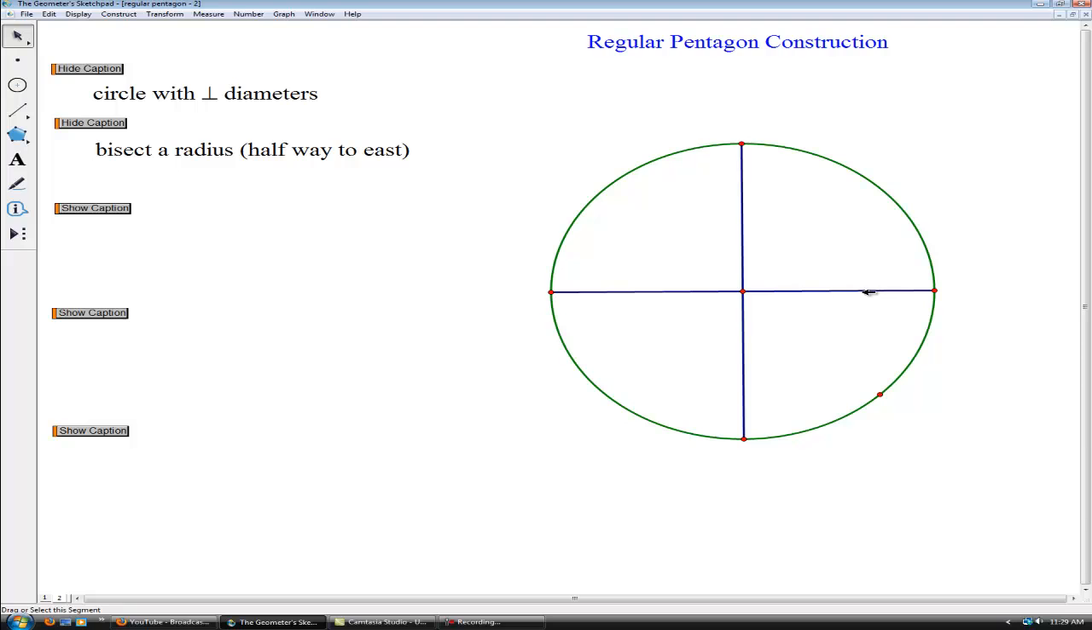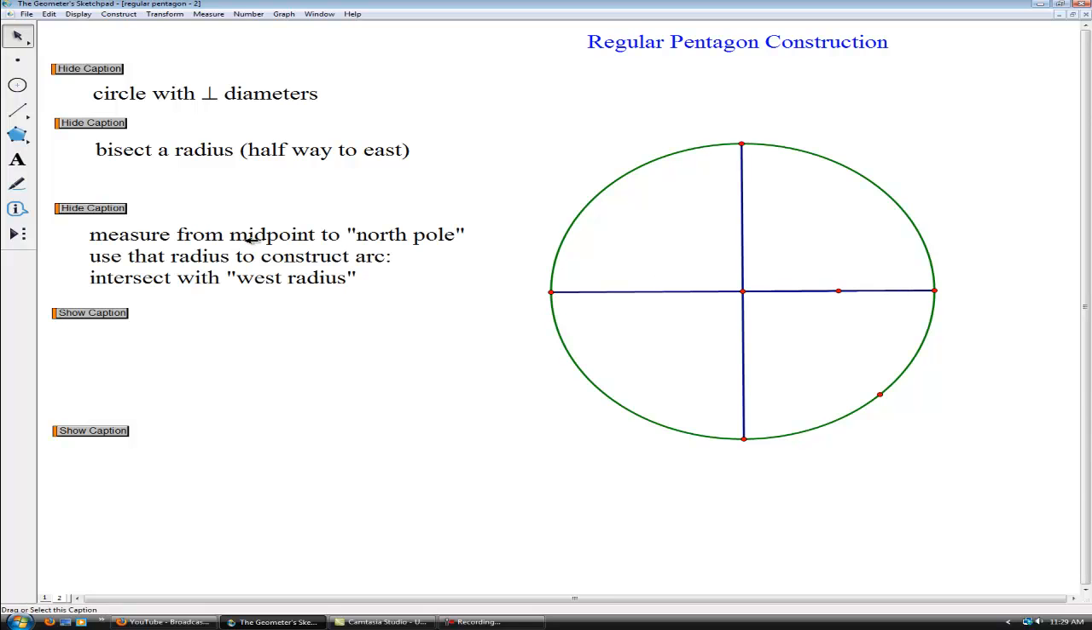So I want the midpoint of the radius halfway towards east from the center right here. Alright, there's my midpoint of the radius. Next step, measure from this midpoint to the north. This would be our north pole. And use that radius to construct an arc that intersects in this direction.